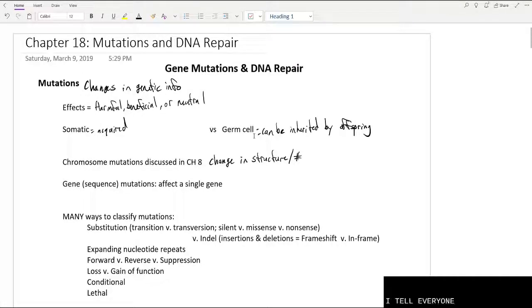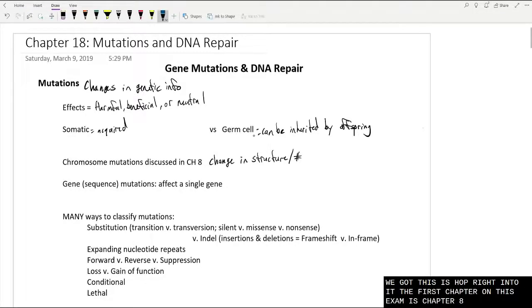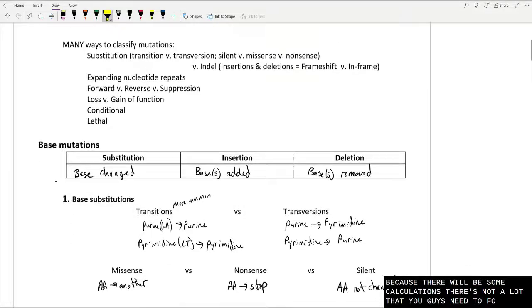All right, hello everyone. This is the exam review session for exam 3. So here we go. Let's just hop right into it. The first chapter on this exam is chapter 18. Just as a reminder for this exam, make sure you bring a calculator because there will be some calculations. Okay, so chapter 18 here, there's not a lot that you guys need to focus on.